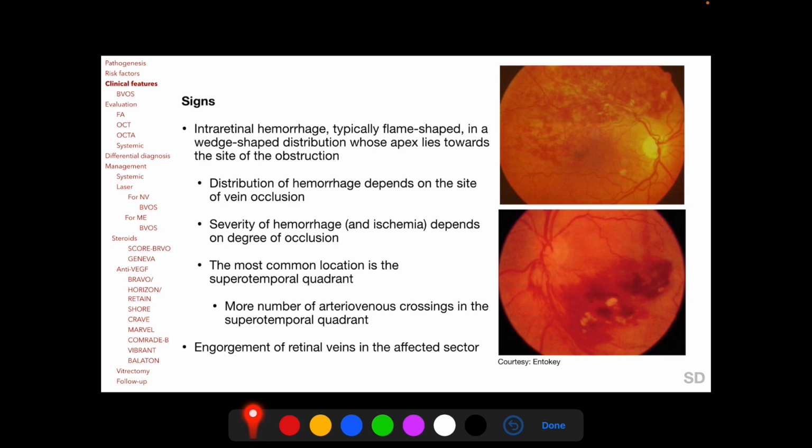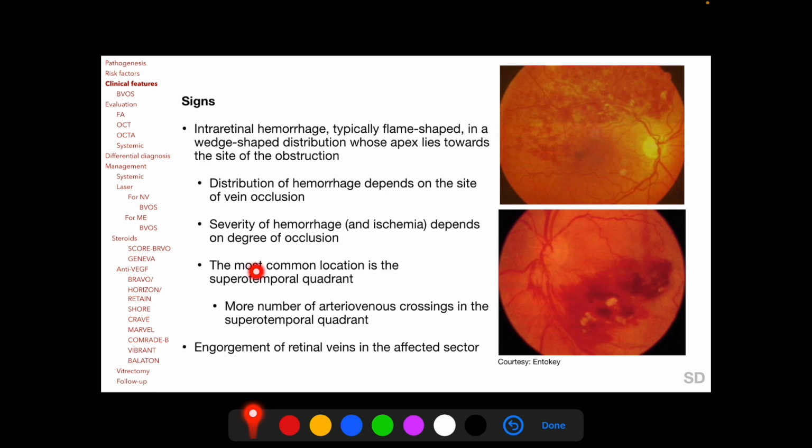with the apex of this wedge-shaped sector pointing towards the site of occlusion in the retinal vein. Distribution of hemorrhage depends on the site of vein occlusion, and severity of hemorrhage as well as that of macular ischemia depends on the degree of occlusion, as seen here in this clinical photograph, where we see dense macular hemorrhage, which implies that the occlusion is more severe.